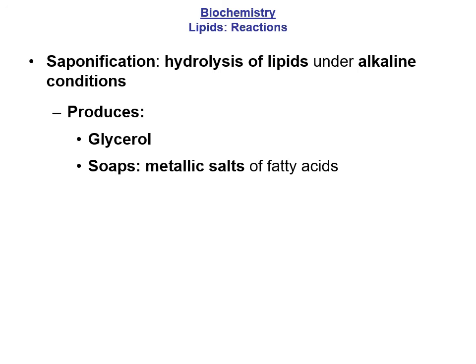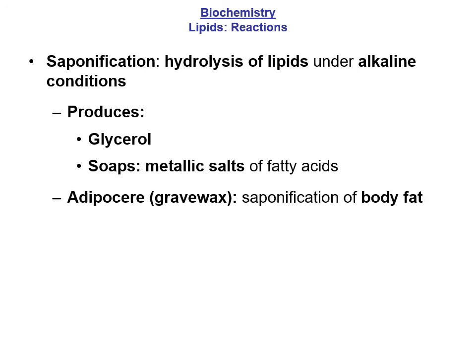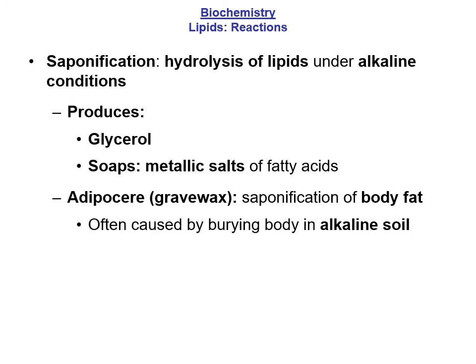The soap that gets produced through saponification is adipocere or grave wax. That's the saponification of the body's fats. And most of the time, you're not going to see this unless you bury the body in alkaline soil. So you put a body in, let's say, a wooden casket and in a grave liner, the water will be able to get in, and if it's alkaline, that can start this saponification process.